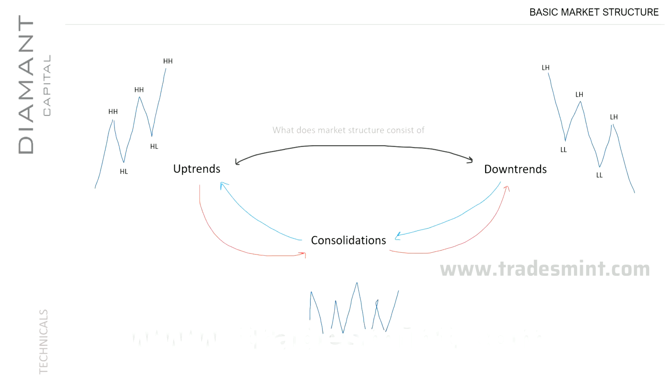So what does market structure consist of? You've got a combination of the three: uptrends, downtrends, and consolidations. Usually in between uptrends and downtrends, you're going to get consolidations, that build up of liquidity, that build up of orders from institutions. And it's key. You need to have all three.